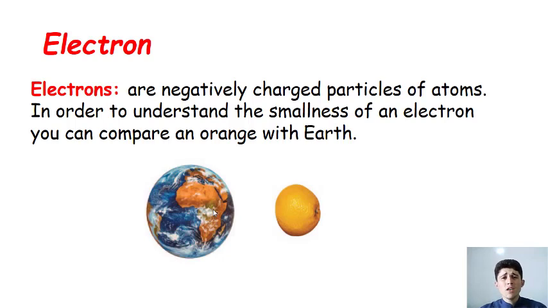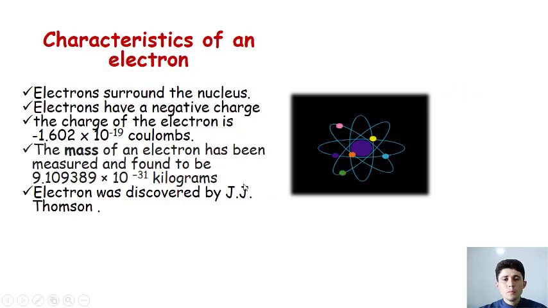Okay, my dear students, before I talk about electrons, I just want to tell you electrons are negatively charged particles which are located around the nucleus of the atom. It means they are located in the shells of electrons. An electron is a very small particle. It's so small. In order to understand the smallness of an electron, you can compare an orange with the Earth. By this comparison, you will understand the smallness of the electron.